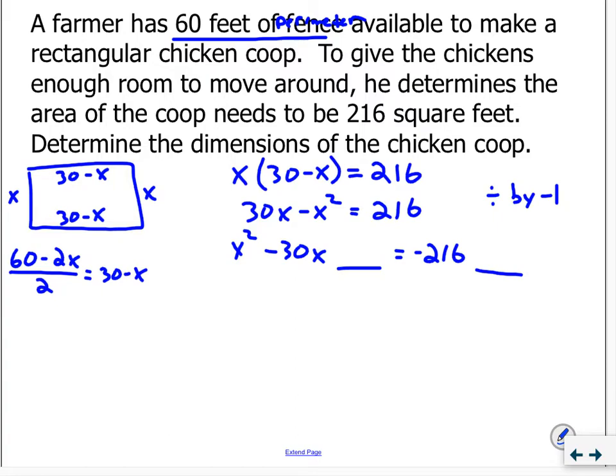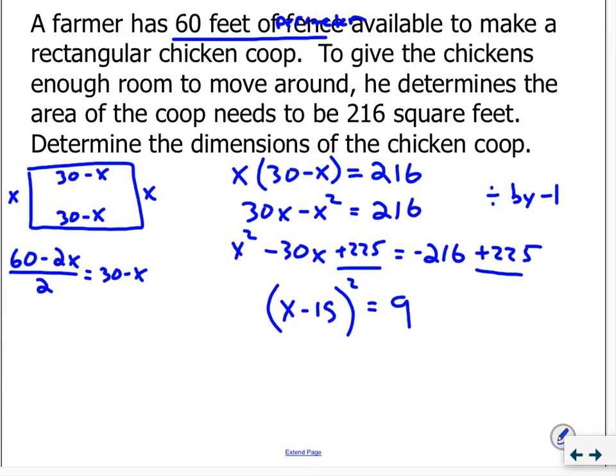So let's complete the square now. Let's do 30 divided by 2. That's 15. 15 squared is 225. So I'm going to add my 225 there. Now let's take some square roots. Over here, the square root of 225, or half of 30, is 15. If I combine a negative 216 and a 225, I get a positive 9.